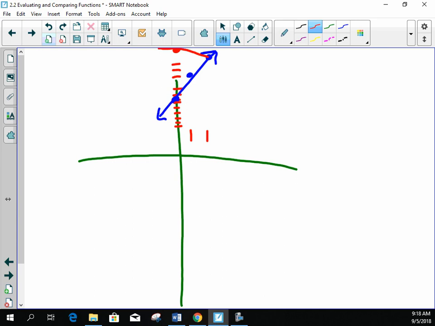I can't move them down. But do you get the idea of what I'm trying to say? So that's why all your x's have to be different. They can't be the same.